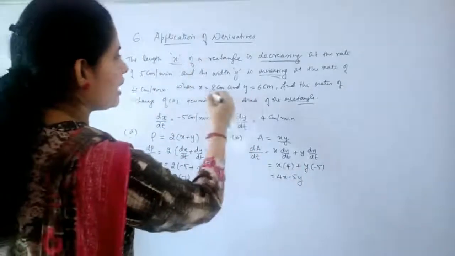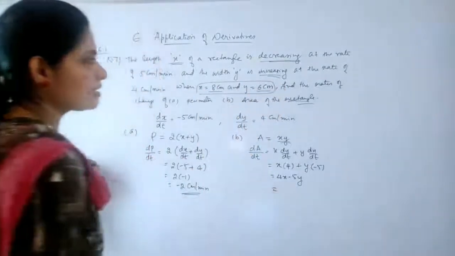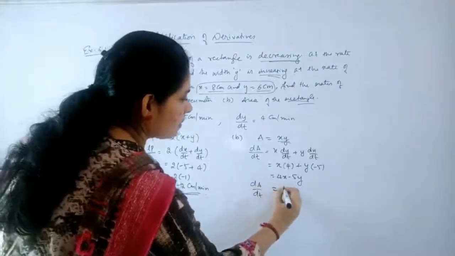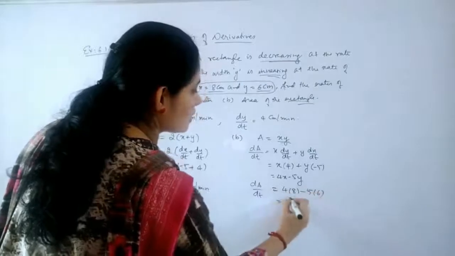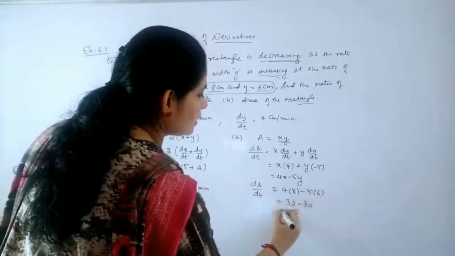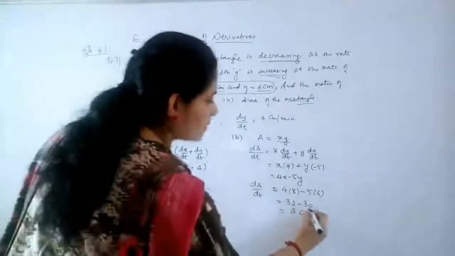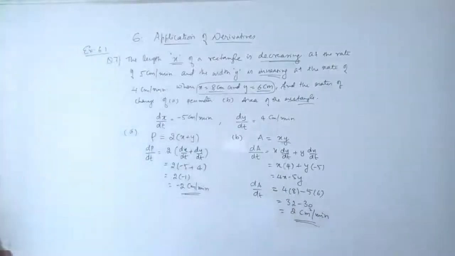Again, you have been given x and y to be 8 and 6 respectively. So dA by dt will be 4 into 8 minus 5 into 6, 32 minus 30 equal to 2. Again, unit will be area, centimeter square per minute. So area is increasing and perimeter is decreasing.